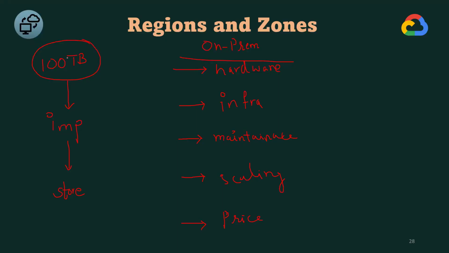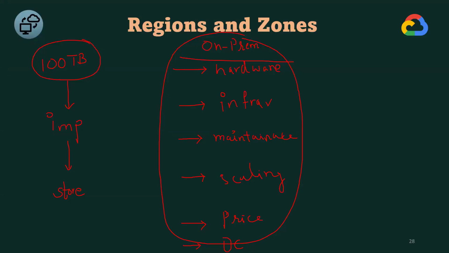If you wanted to store 100 terabytes of data on premises, you have these many challenges. You have to maintain your own data center, and in the data center only you will have your infrastructure available. So it is a highly costly and highly expensive model. So you don't want to use it.